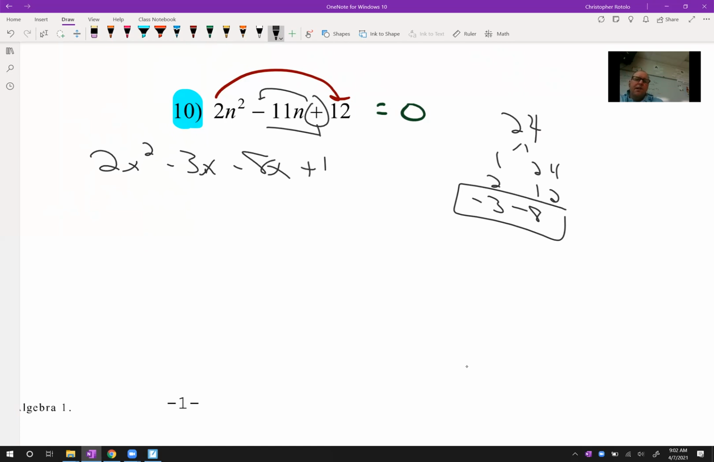All right, here we go. We got -3 and -8. Plug those in the middle. So 2x squared and 3x, they both have an x. So we're going to get 2x minus 3. I need to get 2x minus 3 again. So I do have to change the sign. So I'm going to use negative.